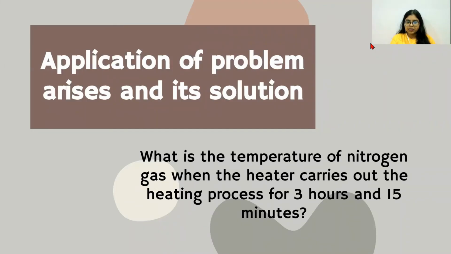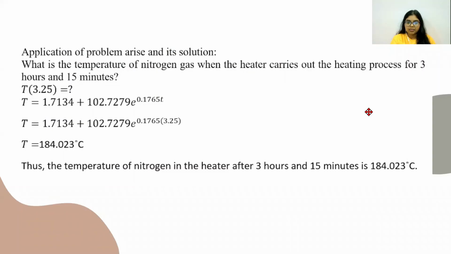So moving on to the application question. The question is, what is the temperature of nitrogen gas when the heater carries out the heating process for 3 hours and 15 minutes? We have to find the temperature where the heating process is carried out for 3 hours and 15 minutes. So our time will be 3.25. By substituting our time, 3.25, into the equation, which is our particular solution, we can get our temperature. Temperature will be equal to 184.023 degrees Celsius. Thus, the temperature of nitrogen in the heater after 3 hours and 15 minutes is 184.023 degrees Celsius.